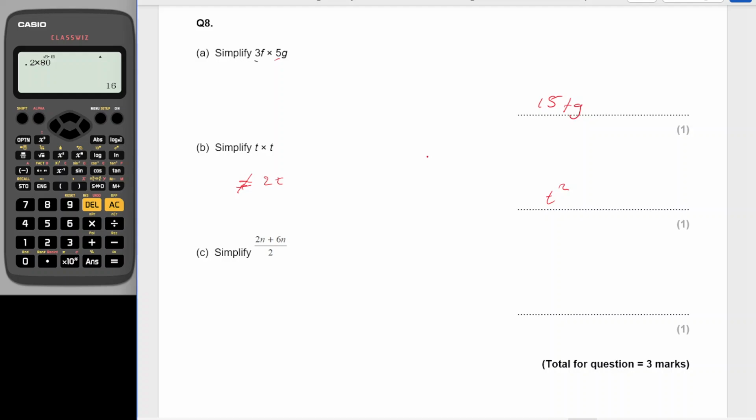And then finally, simplify. In effect, we can view it that we're going to take 2 out as a common factor of the top line, and then divide that by 2. So that would be n plus 3.